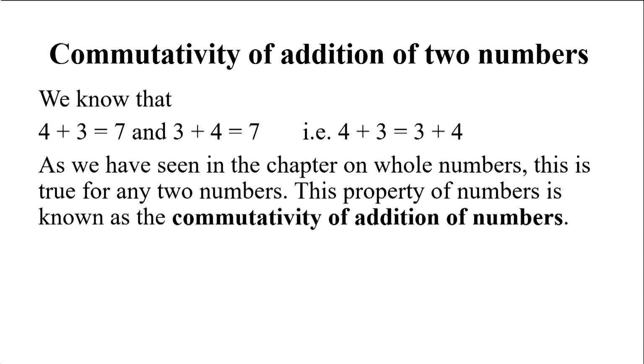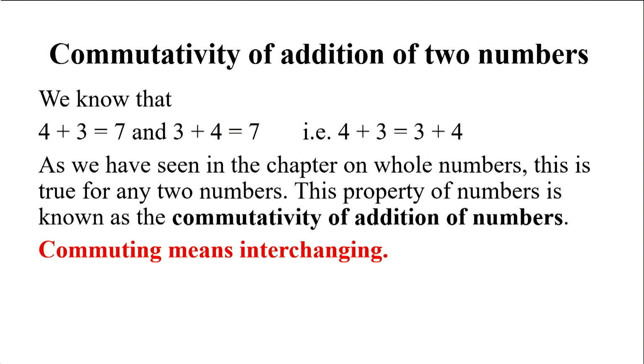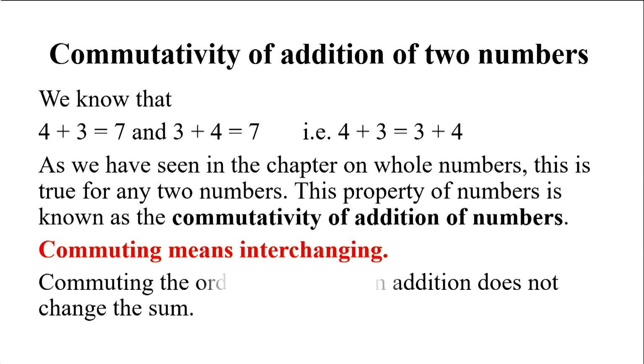So, what is this property called? Commutativity of addition of numbers. So, commutativity means what? Commuting means it is just interchanging. Commuting the order of numbers in addition does not change the sum, as we have seen that 4 plus 3 is equal to 7 and 3 plus 4 is equal to 7.